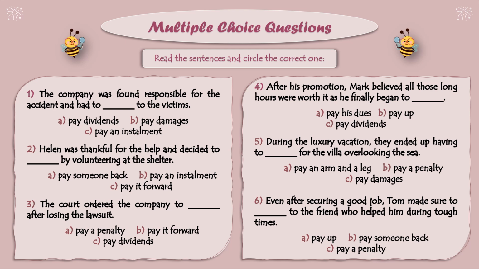4. After his promotion, Mark believed all those long hours were worth it as he finally began to blank. A. Pay his dues. B. Pay up. C. Pay dividends. 5. During the luxury vacation, they ended up having to blank for the villa overlooking the sea. A. Pay an arm and a leg. B. Pay a penalty. C. Pay damages.